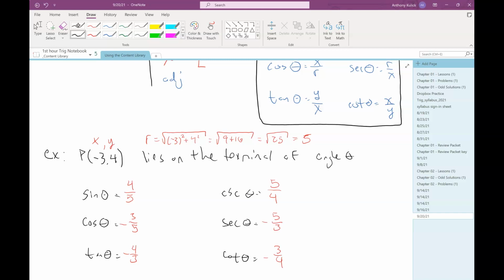Now you have new definitions for how we define sine, cosine, and tangent, but they're really just related to our other definition, right? So worst case scenario, you could draw your point 3, 4 and just build out your triangle and just go from there. Is that okay with you guys?